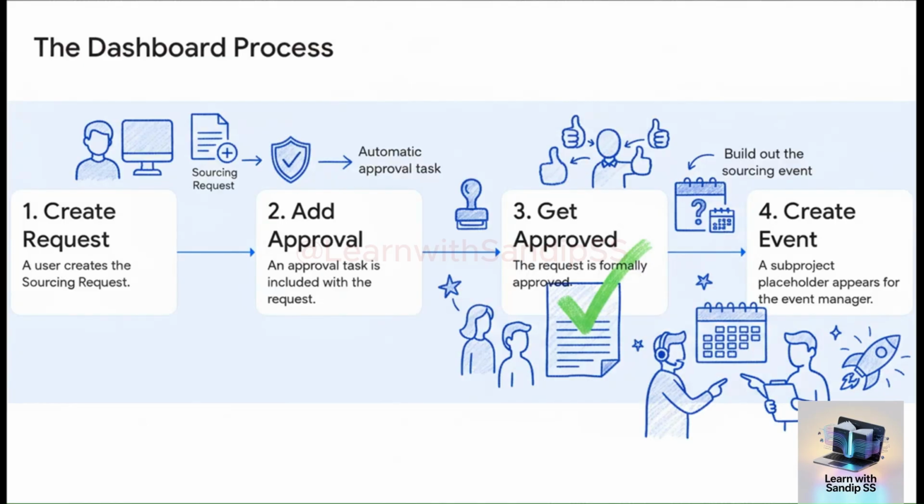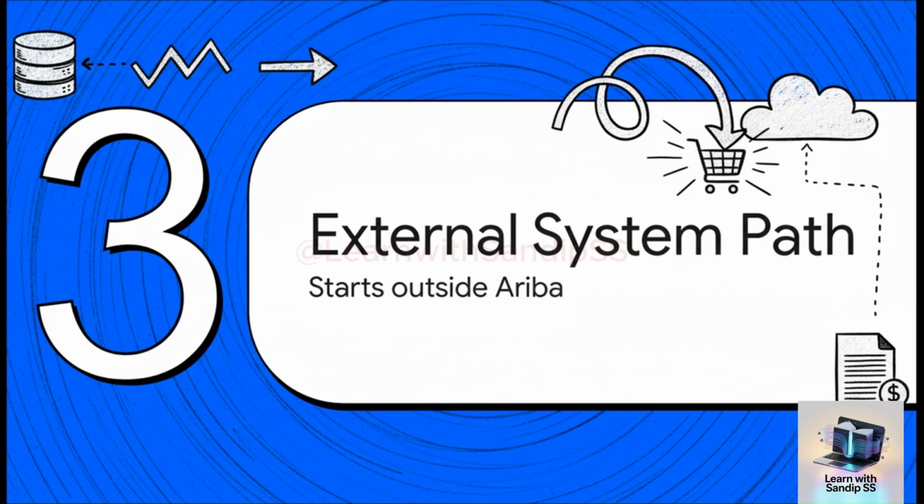So how does it actually play out? It's pretty straightforward, really. A user logs in and creates the request. That automatically kicks off an approval task. Once it gets that formal green light, boom, a little placeholder project appears. That's the cue for the procurement manager to jump in and start building out the real sourcing event. Okay, so that's the manual way. But what about that other path, the external system path? This is for those times when the need for a purchase actually starts somewhere completely different, outside of Ariba altogether.